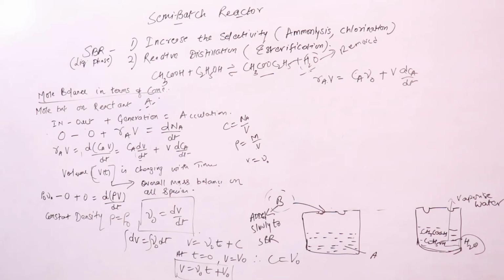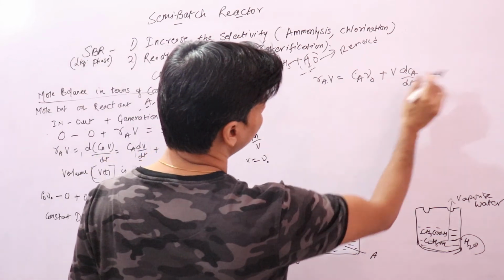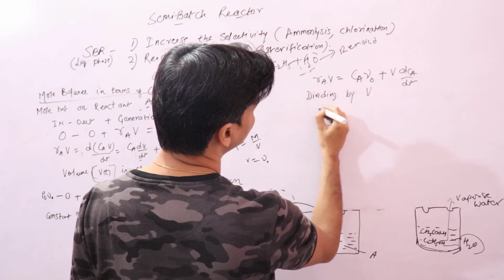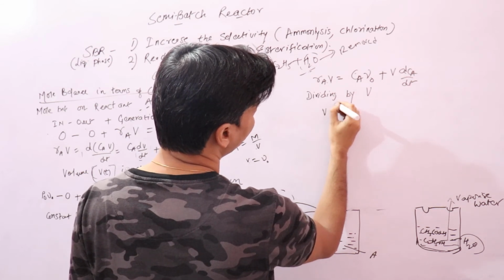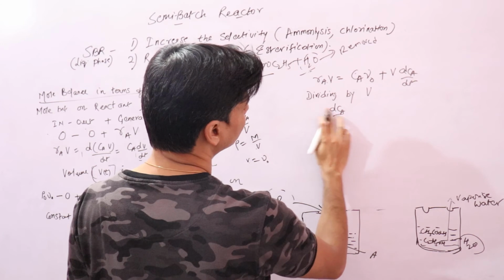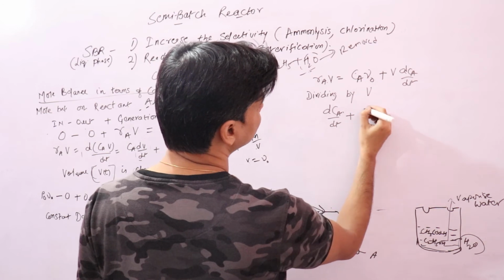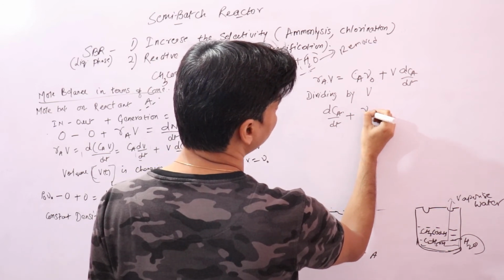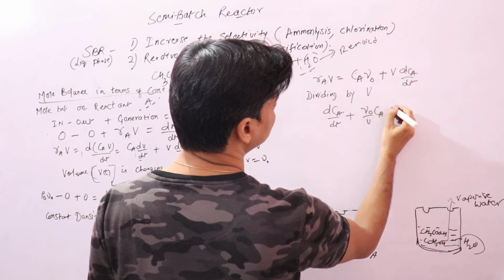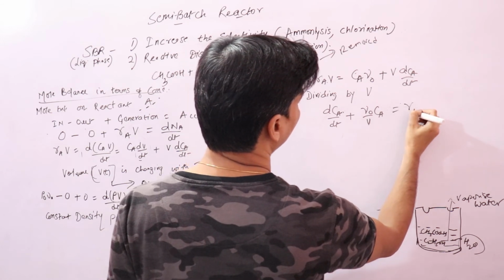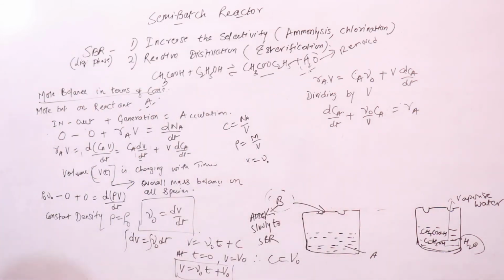Now what you will do is divide this equation by V. Dividing by V, it will become dCA/dt plus nu 0/V times CA equal to RA. This is the equation that has become, right?